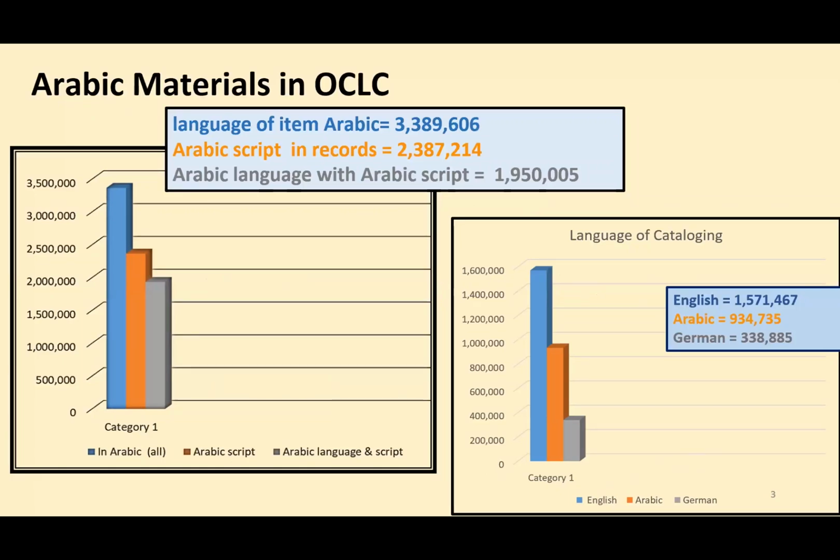Before diving into our topic, let's take a quick snapshot of the presence of Arabic records in OCLC. The first graph displays the number of records in Arabic language with Arabic script, in comparison with records that are coded as Arabic language and records that have Arabic script but not necessarily in Arabic. OCLC records are created by different libraries and vendors from different countries around the world. The second graph displays the number of Arabic records according to the language of cataloging. In my search, I picked 3 languages: English, Arabic, and German.